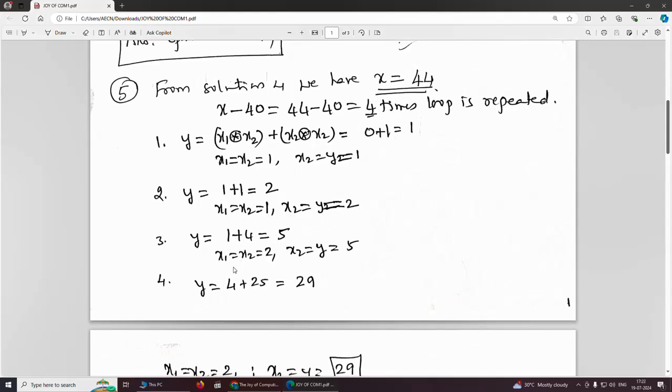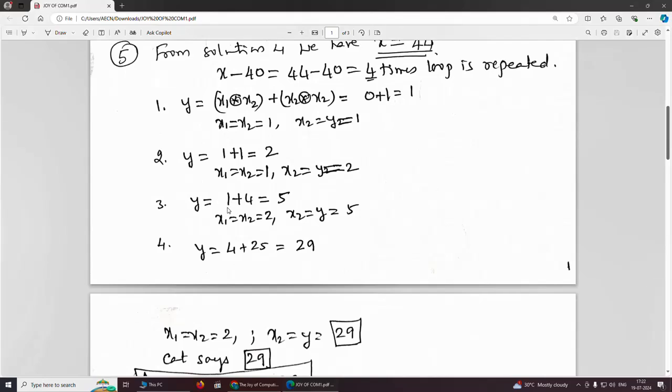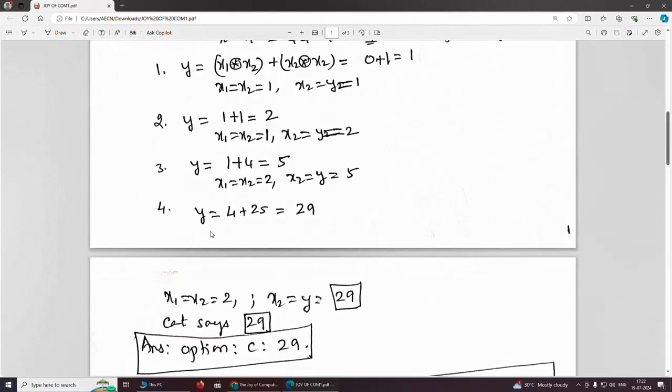And in the third step, x1 equals 1 and x2 equals 2. Therefore 1 plus 4 we will get equal to 5. x1 equals x2 equals 2 and x2 equals y equals 5. In the fourth step, we will get y equal to x1 multiplied by x1, which is 4.